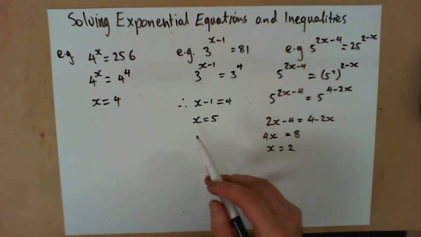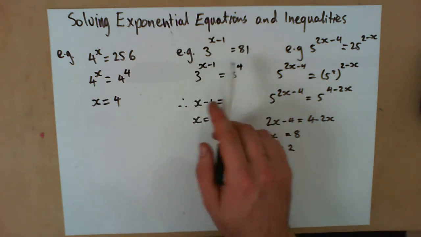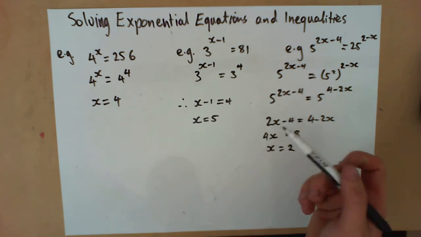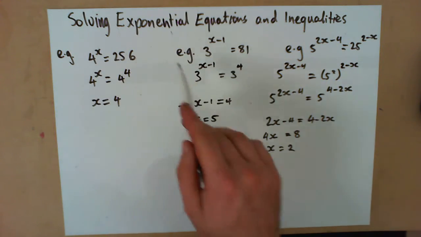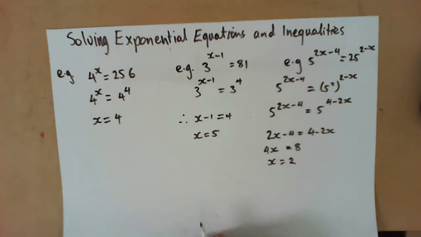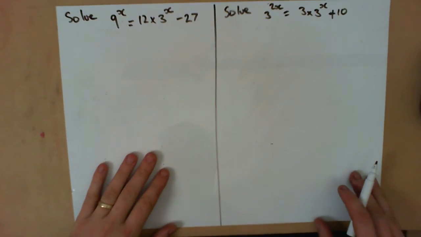The main idea here is we've got to get our bases on both sides the same, and then that will allow us to equate our indices. Now I'm going to show you a couple that are a little bit harder, which are these ones here.